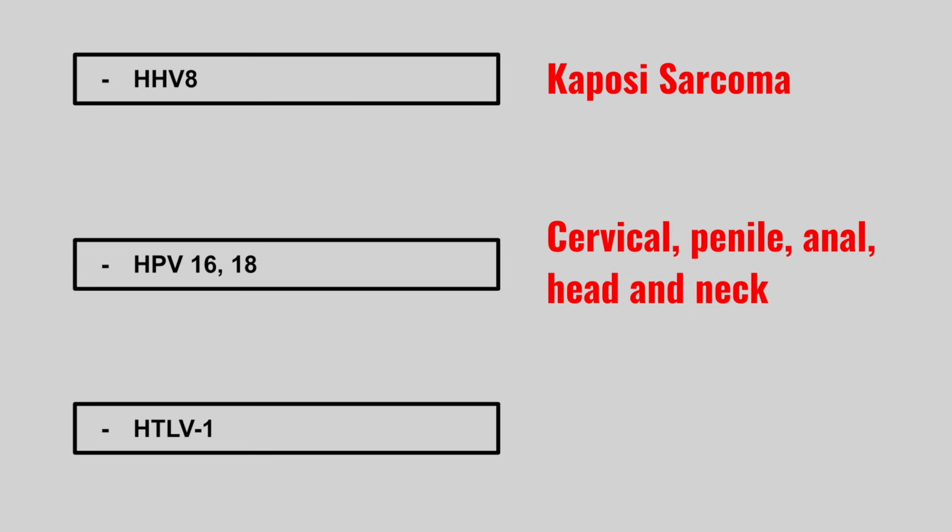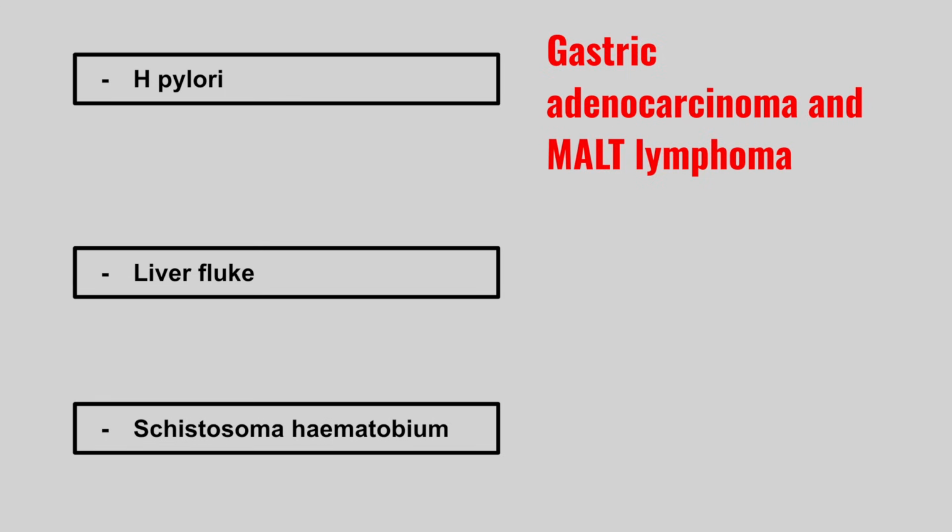Next, we have HTLV1. This is adult T cell cancer. Next, we have H. pylori. This is gastric adenocarcinoma and MALT lymphoma. Next, we have the liver fluke.